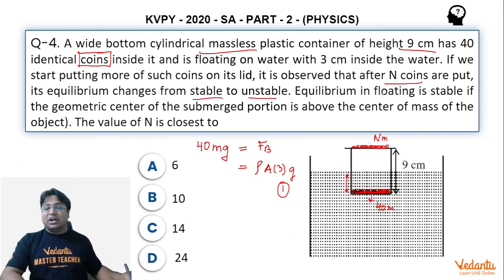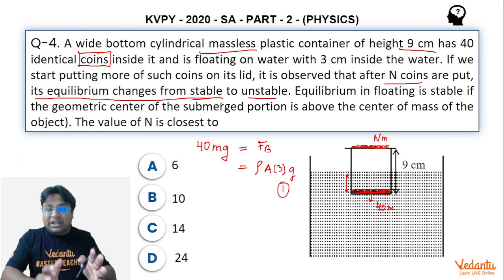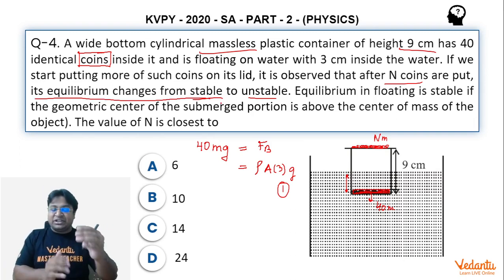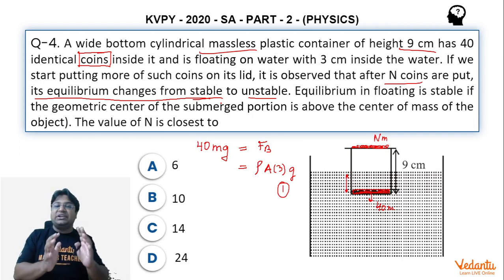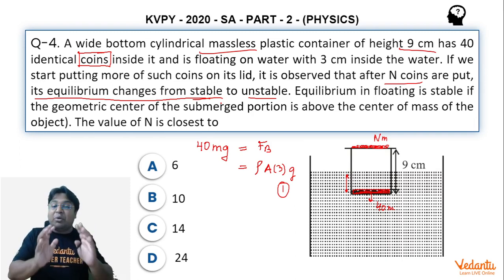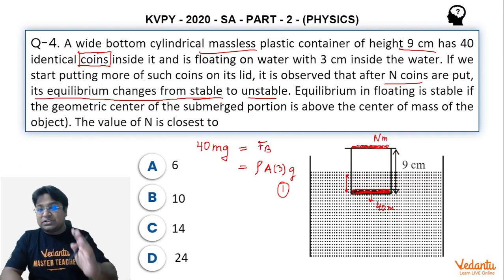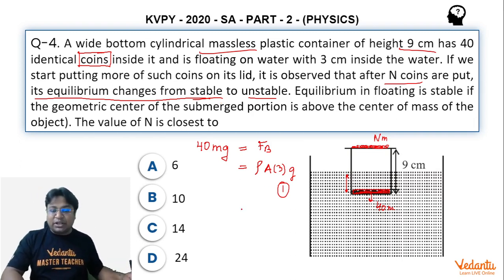Now, what is the meaning of this condition? The meaning of this condition is that the center of mass of this container plus the coins coincides with the center of buoyancy, that is the center of mass of the submerged portion. So we are calling it equation 1.